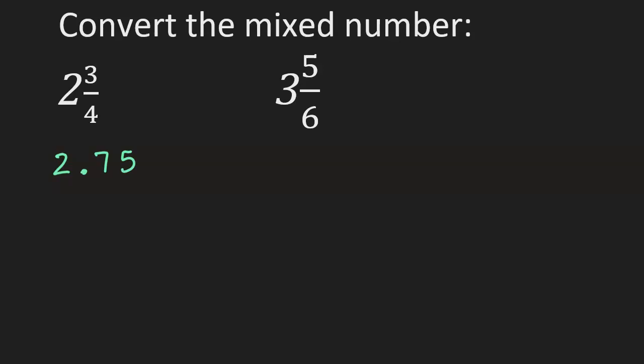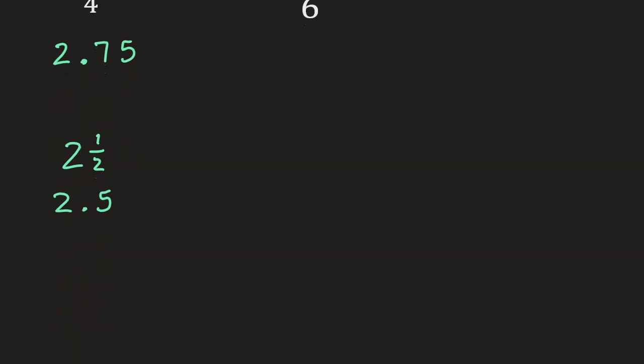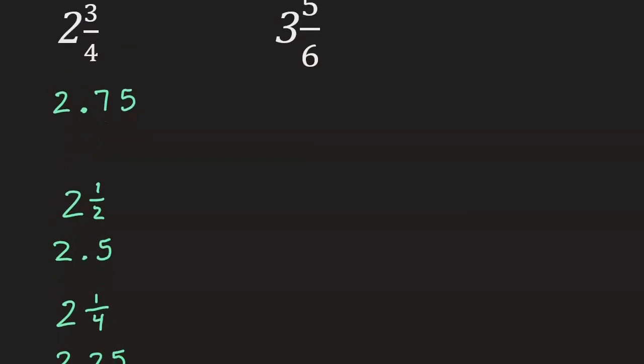So we have 2 and 0.75. 2 1/2 becomes 2.5. 2 1/4 becomes 2.25. Now it becomes a little bit trickier when the fractions of our mixed number are not in quarter intervals.